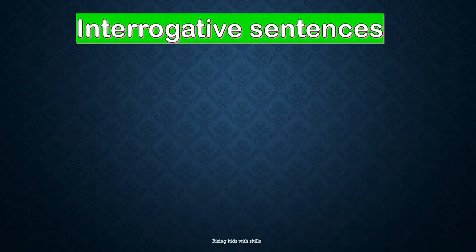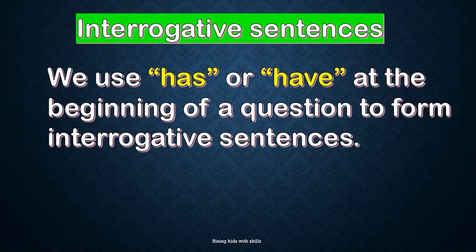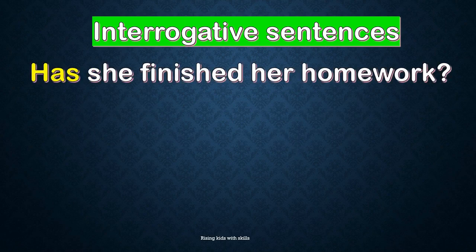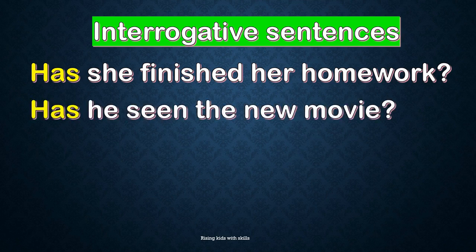Interrogative sentences. We use has or have at the beginning of a question to form interrogative sentences. For example, has she finished her homework? Has he seen the new movie?